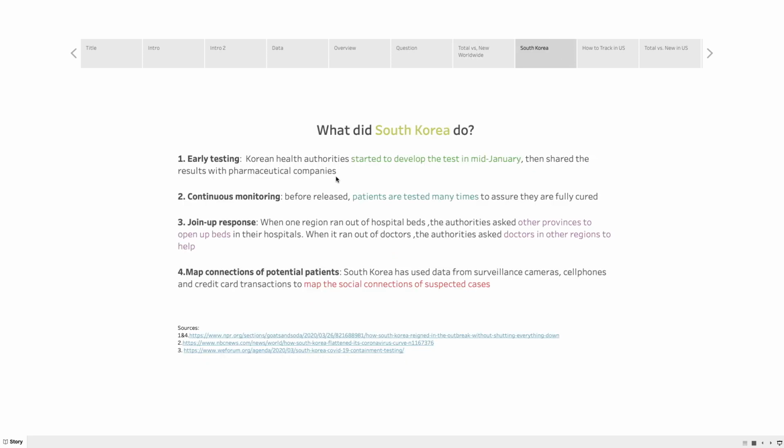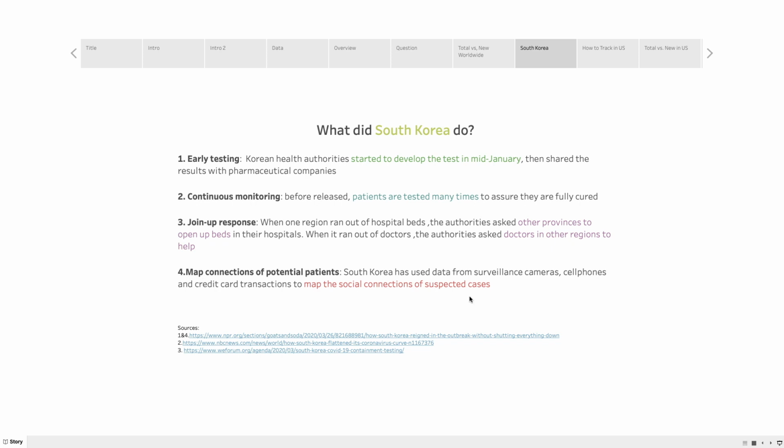So what did South Korea do? The first thing they do is early testing. Korean health authorities started to develop the test in mid-January and then shared the result with the pharmaceutical companies. And then they also do continuous monitoring. Before release, patients are tested many times to assure they are fully cured. And then they also do joint response. When one region ran out of hospital beds, the authorities asked other provinces to open up beds in their hospitals. When they ran out of doctors, the authorities asked doctors in other regions to help.